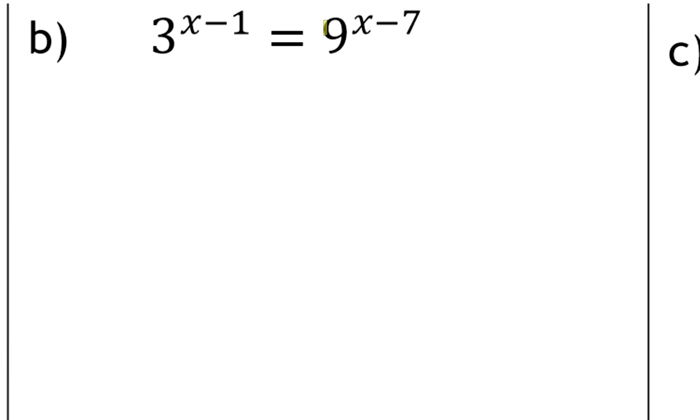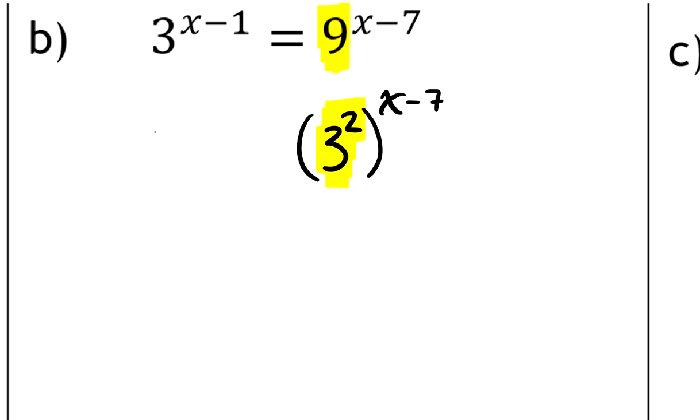And here's my insight. This number 9 is the same thing as 3 squared. So if you look at what I'm doing, I'm taking the number 9 and I'm rewriting it as 3 squared. Now on the other side, I have 3 to the x minus 1, right? Now, I am going to take this power to a power rule. So if I want to raise a power to a power, I need to multiply this 2 times the x minus 7. So I need to multiply that out.